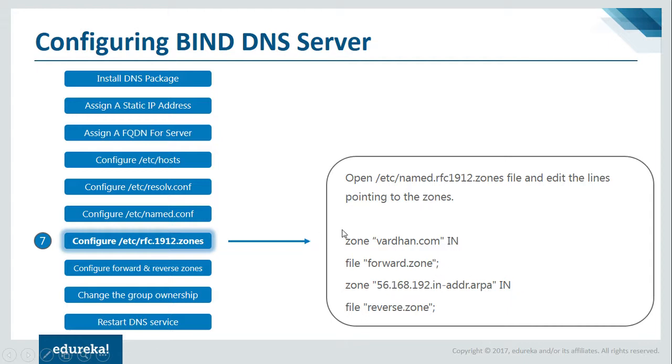But this, of course, is the most important part, where you at least specify the domain name, and by doing this, the forward.zone file would internally resolve vardhan.com to the IP address that you specify. Now these are the four important changes that you have to make inside this particular file, and this makes up step number 7.